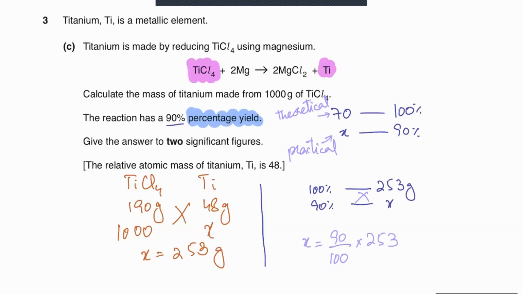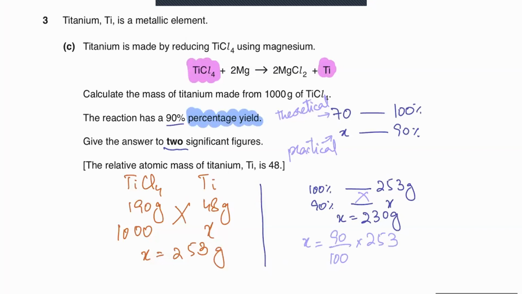So that gives me 227.87, which I'll round off, and my mass is going to be 230 grams. Why? Because I need to give my answer to two significant figures. So even though my actual answer was 228, the calculated version would be okay.